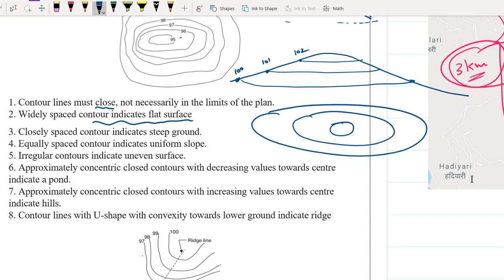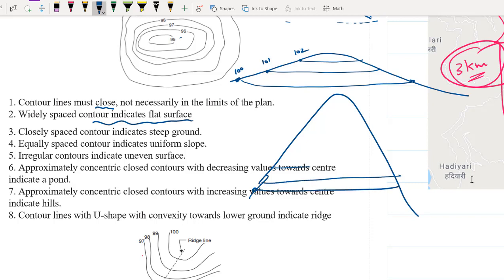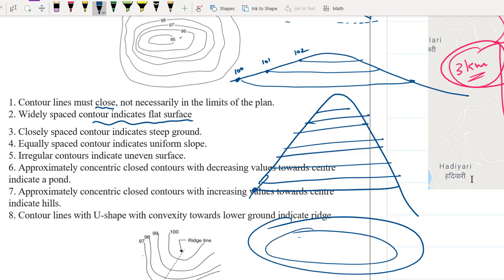Fine. So if they are far away like in this diagram, then that means the slope is very less. It is almost like a flat surface. But now in the same way, if I have something like this, a very steep one, now what will be your elevation? 100-meter elevation will be somewhere here, 101 will be somewhere here, 102 here, 103 here, right? Whenever you are drawing a map, your lines will be extremely close to each other. If the lines are extremely close to each other, that means you have a very steep ground like this diagram. I hope you got it right.